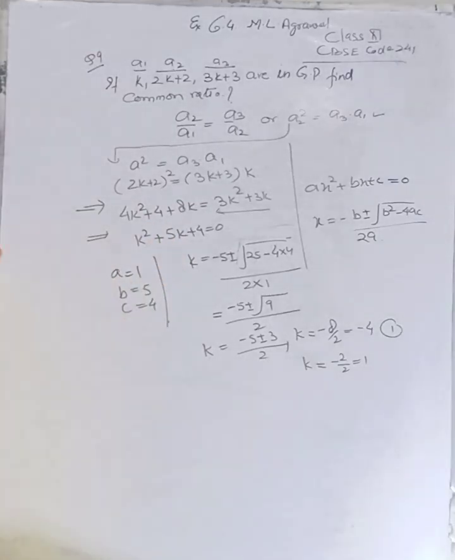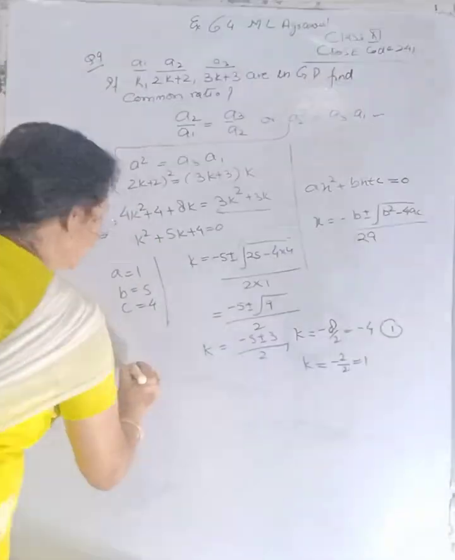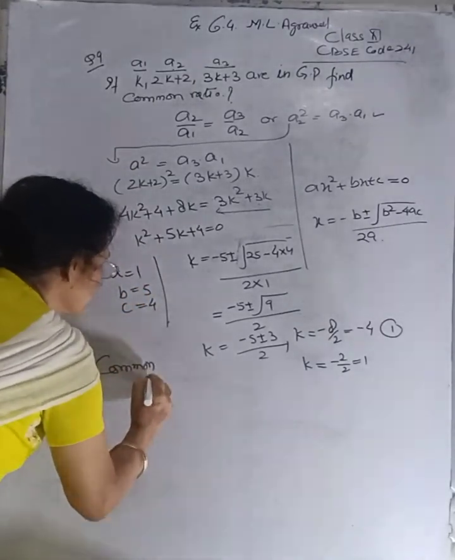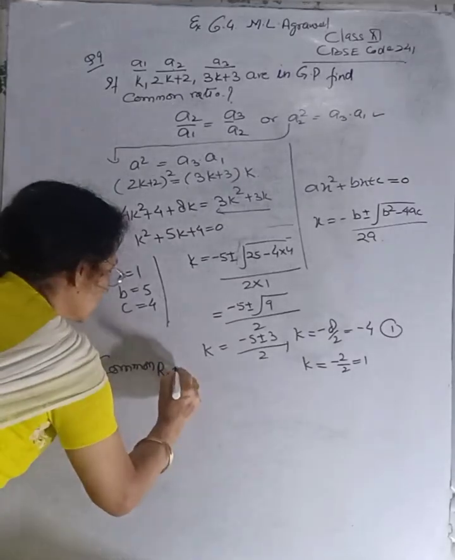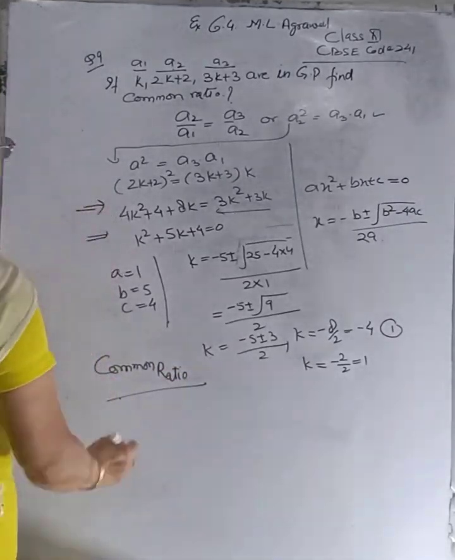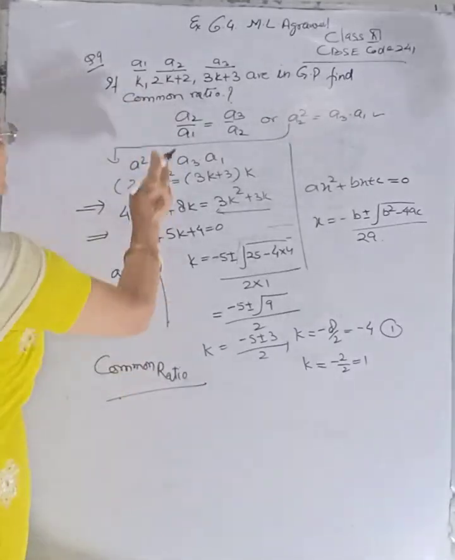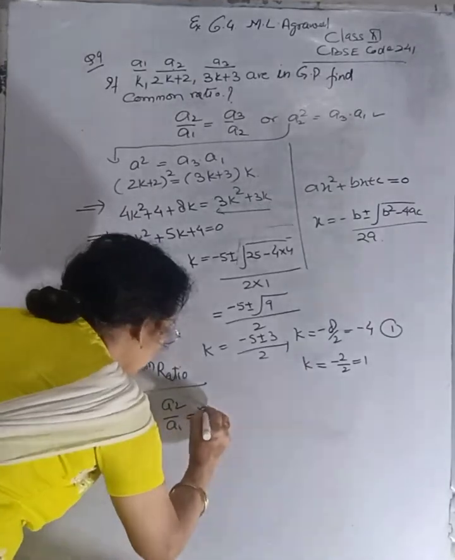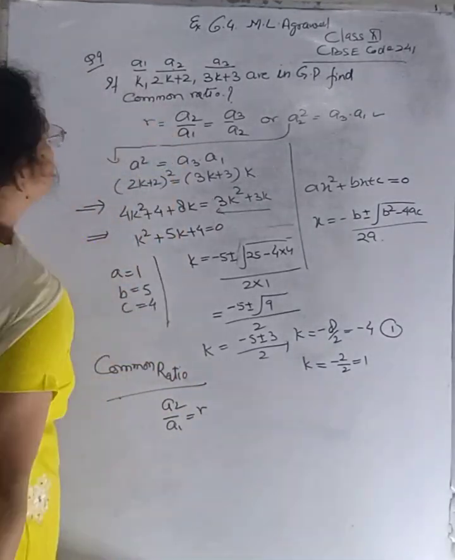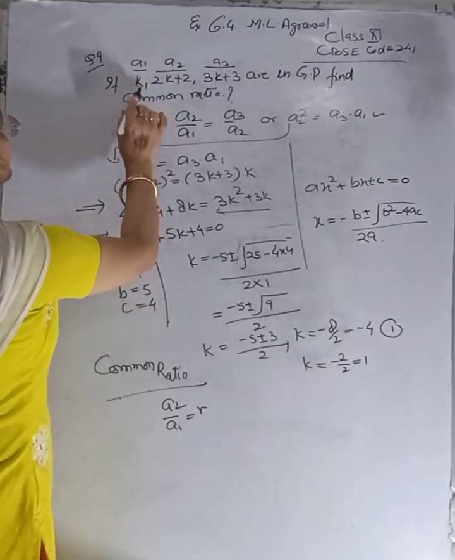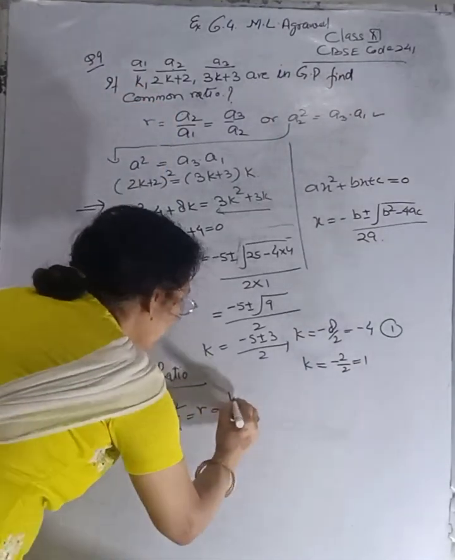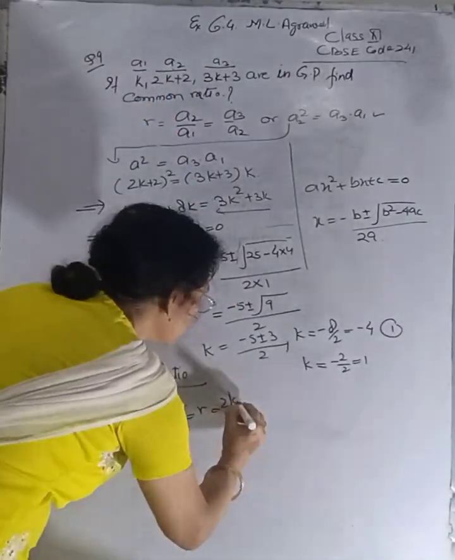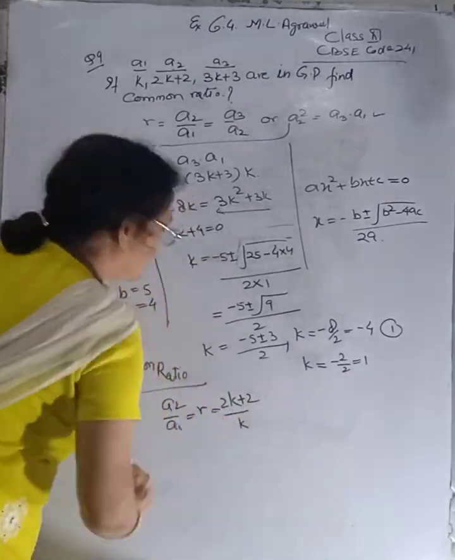Hence the ratio will also have two values. Now we can find the common ratio. Common ratio is A2 upon A1, equal to R. This is R. A1 is equal to K, A2 is equal to 2K plus 2, upon K. This is the common ratio.